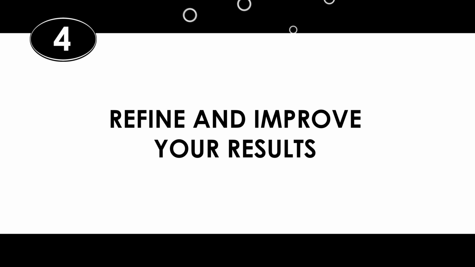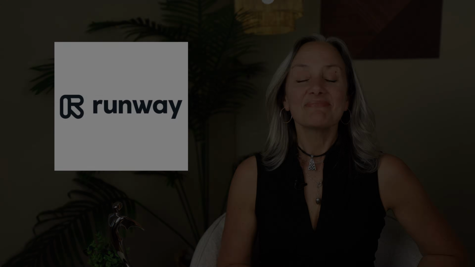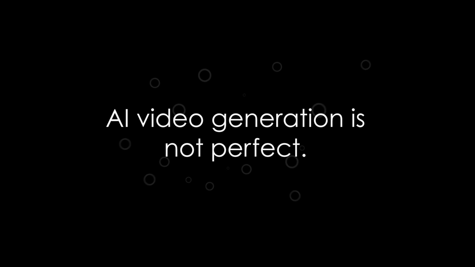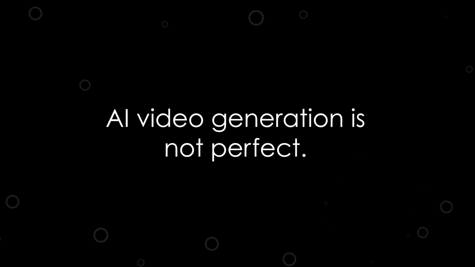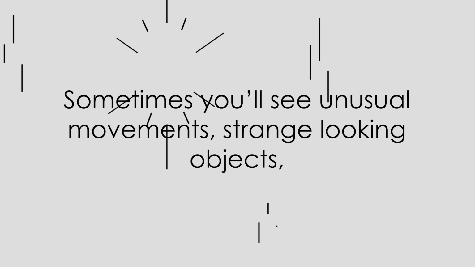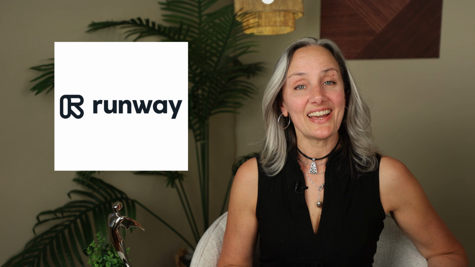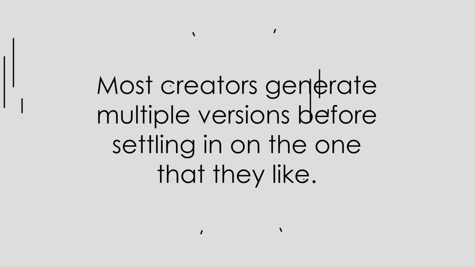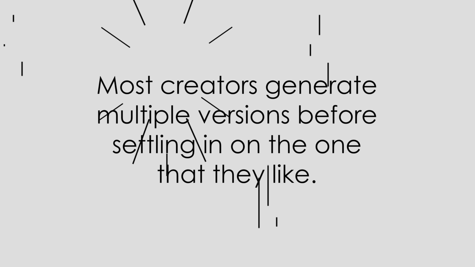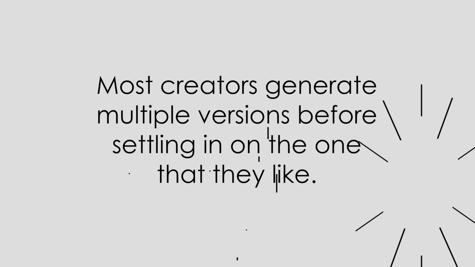Not bad. 4. Refine and improve your results. Here's something important to know. AI video generation is not perfect. Sometimes you're going to get exactly what you want. Other times you're going to see unusual movements, strange looking objects, or unexpected results. And that's completely normal. Most creators generate multiple versions before settling in on the one that they like.